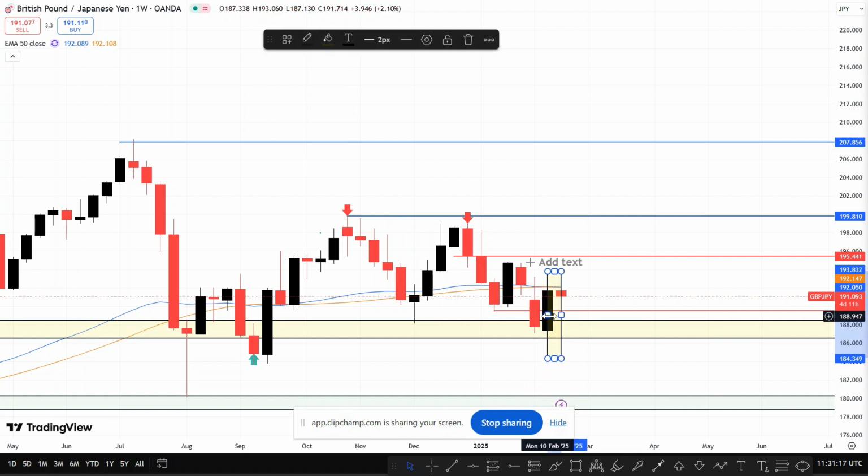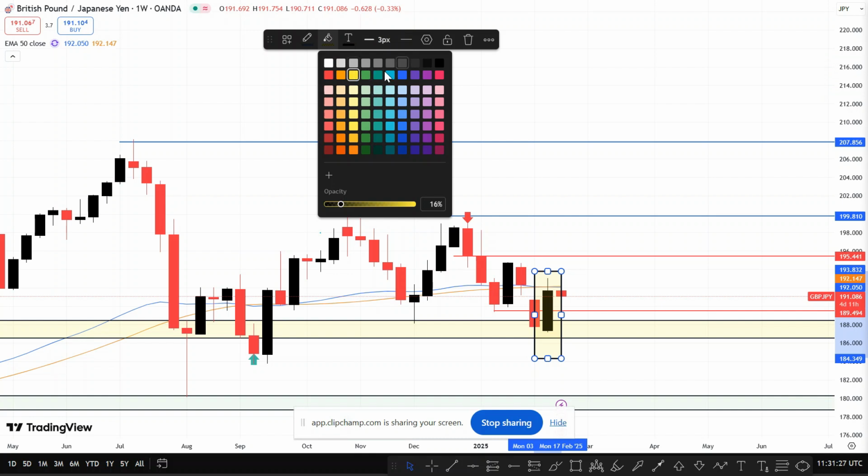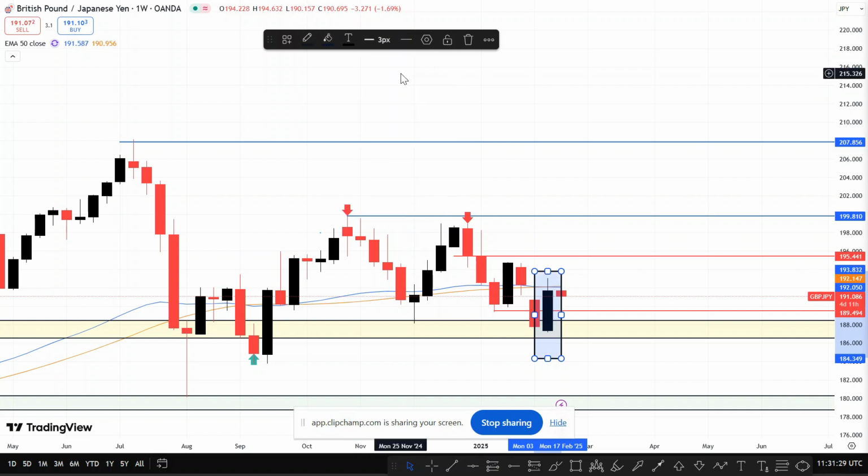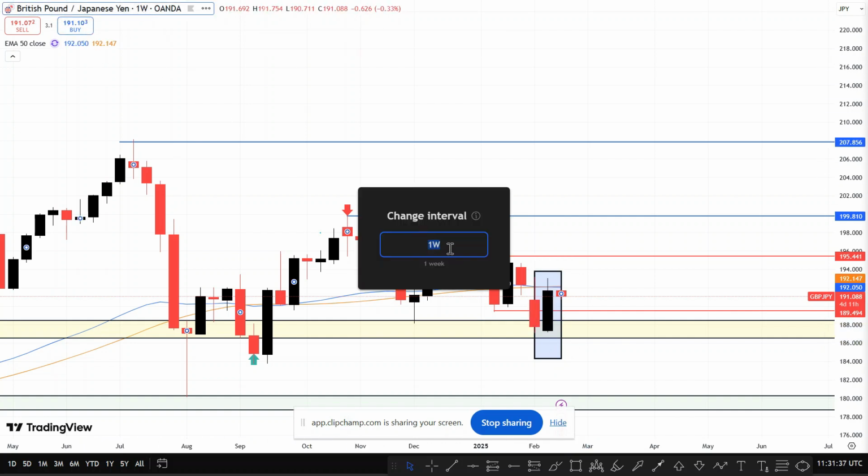Okay, sorry, let's just focus on this particular candle. Let's just focus on this one. Now we'll go down to how many time frame? We'll now go to daily time frame.